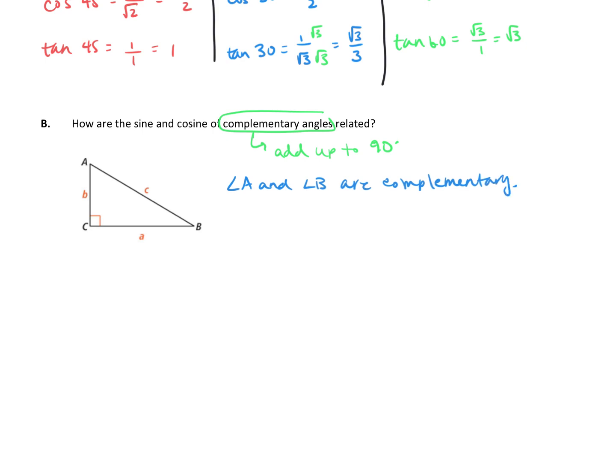So the question is, how are the sine and cosine of complementary angles related? Let's find the sine and cosine of angles A and B. Sine of angle A: here's angle A. We have the opposite over the hypotenuse, so A over C. Cosine of angle A, still on angle A, is the adjacent side B over the hypotenuse C. Now let's look at sine of angle B. We switch gears, now we're down here at angle B. The opposite is side B, hypotenuse is C, so B over C. And then the cosine of angle B is the adjacent side A over the hypotenuse C.